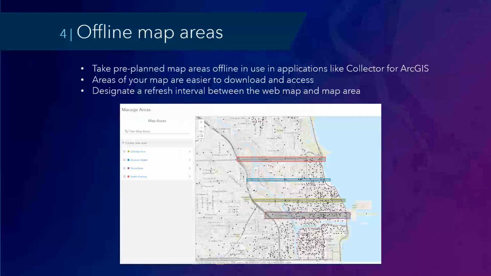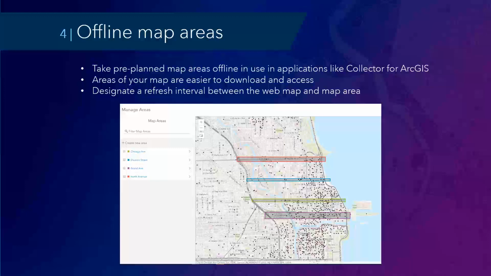Offline map areas allow you to pre-draw specific areas of your map to take them offline. This is particularly helpful for offline field workflows in applications like Collector for ArcGIS or even your custom applications. By creating these map areas, you can specify the areas you want your field staff to access, and the data then becomes really easy for them to download and access.